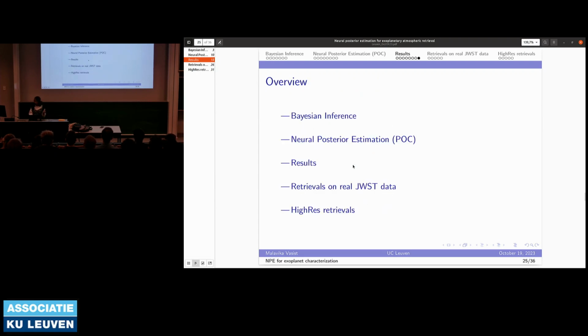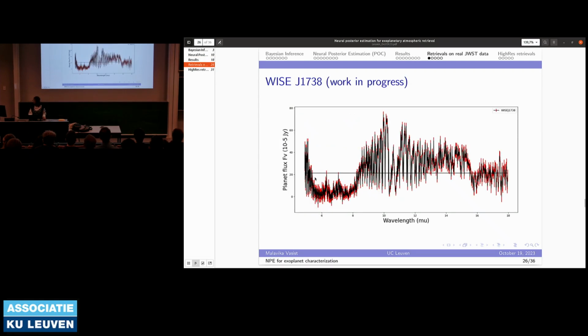So that was the proof of concept. Now that we have established a proof of concept, I want to talk about whether it really works on real data. That brings me to the retrievals on JWST. This is all a work in progress, so please don't hold me accountable if there's anything wrong.